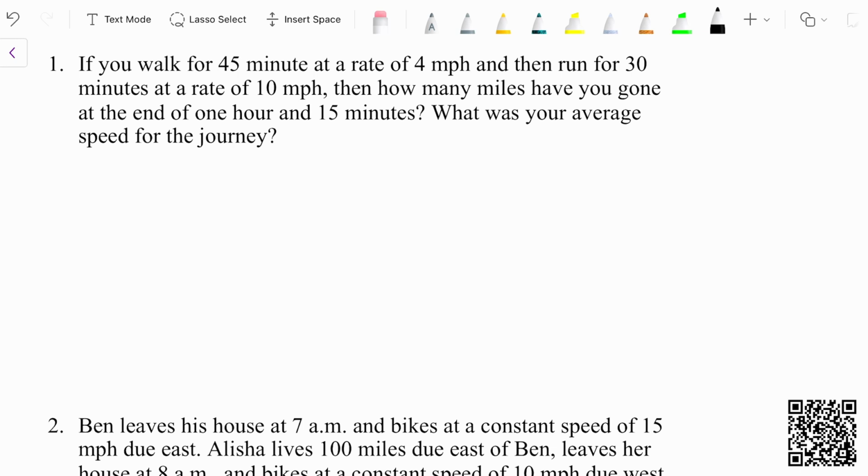Today's first question is, if you walk for 45 minutes at a rate of 4 miles per hour and run for 30 minutes at a rate of 10 miles per hour, then how many miles have you gone at the end of 1 hour and 15 minutes? What was your average speed for the journey?